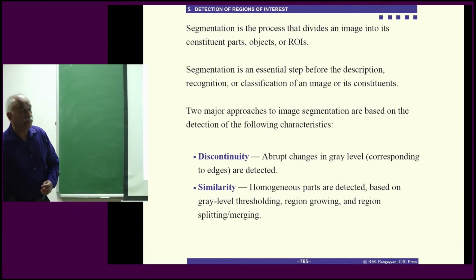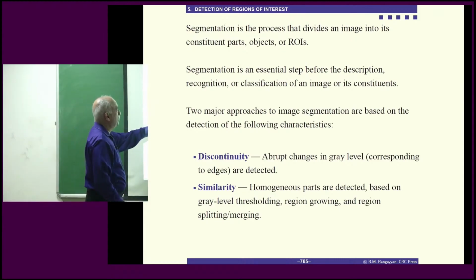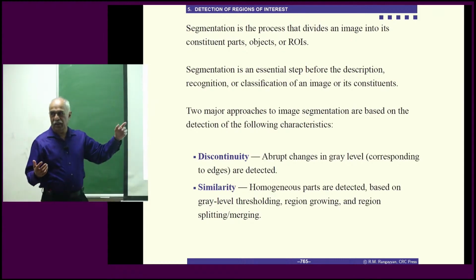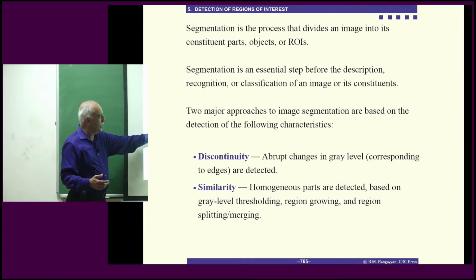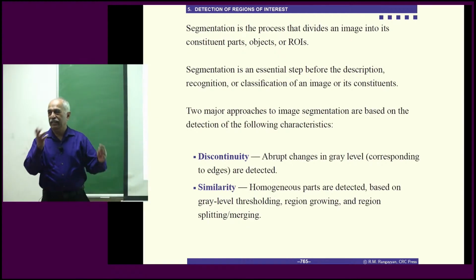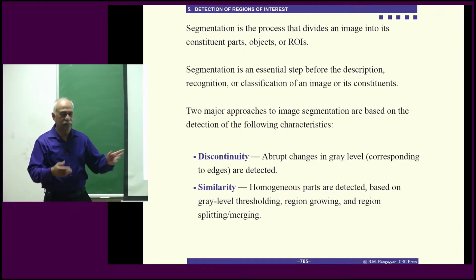So like that, you can use these two properties together or separately. When you say similarity, yes, when you keep growing, there will be some boundary. That is dissimilarity or discontinuity, then you stop. So both of them are used.